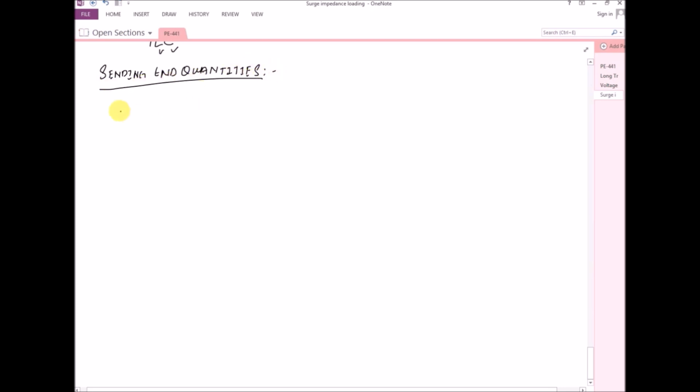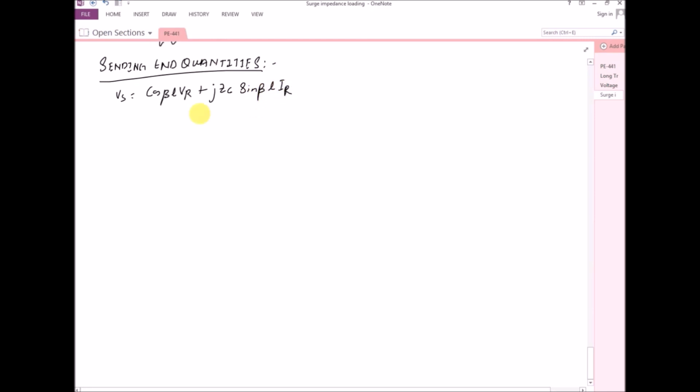So we know the equations for sending end voltage. It is cos beta L times the receiving end voltage plus j ZC sin beta L times IR. So this is the sending end voltage for the lossless line, and for the sending end current it is j (1 over ZC) sin beta L VR plus cos beta L IR. So these are the sending end voltage and current equations for the lossless line.